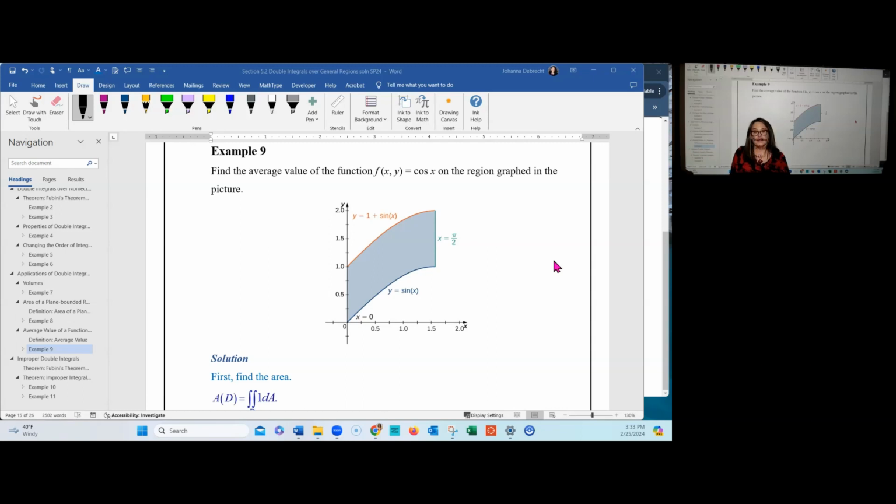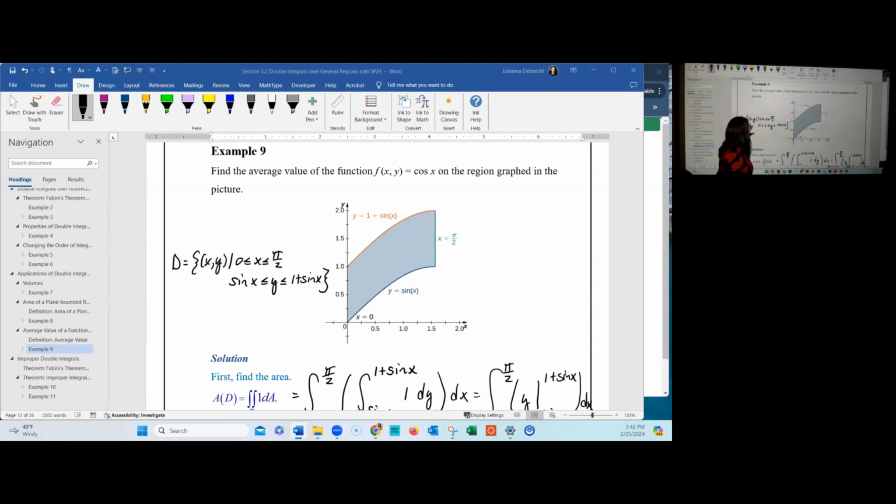Go ahead and pause the video in order to find the area of this restricted domain and then to find the net volume between the surface cosine of x and the xy plane over this restricted domain. Then take the net volume and divide by the area to get the average z value. When you're completed, go ahead and turn the video back on and we'll work it together.